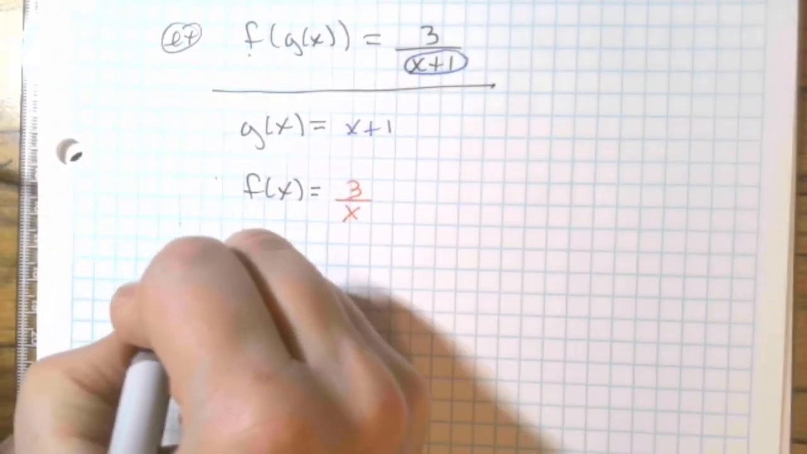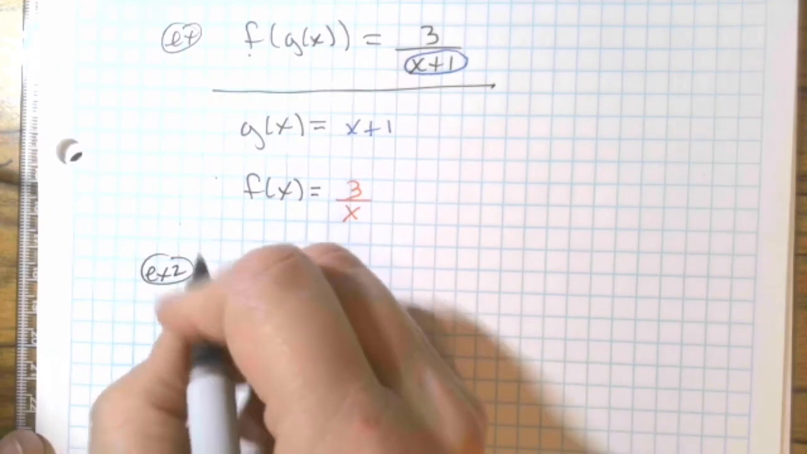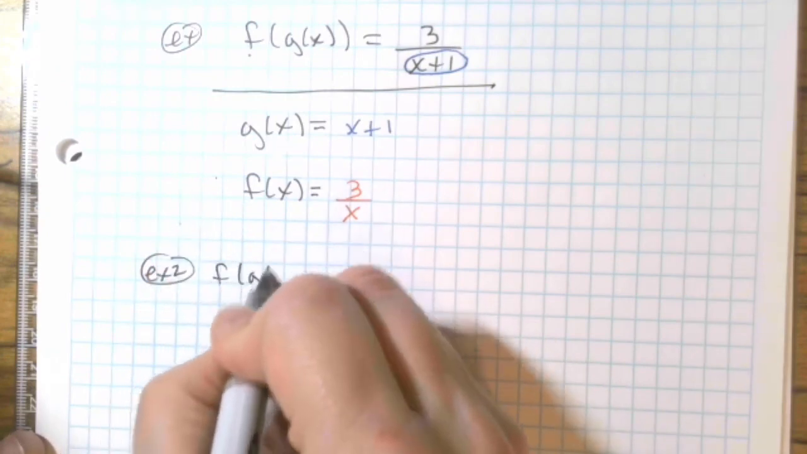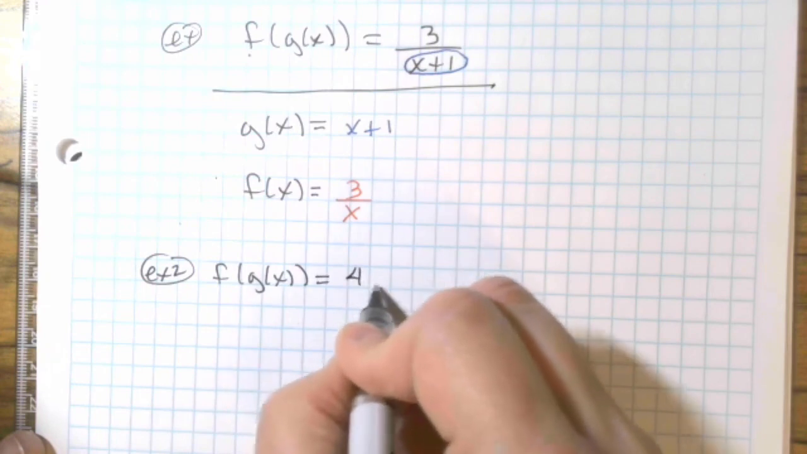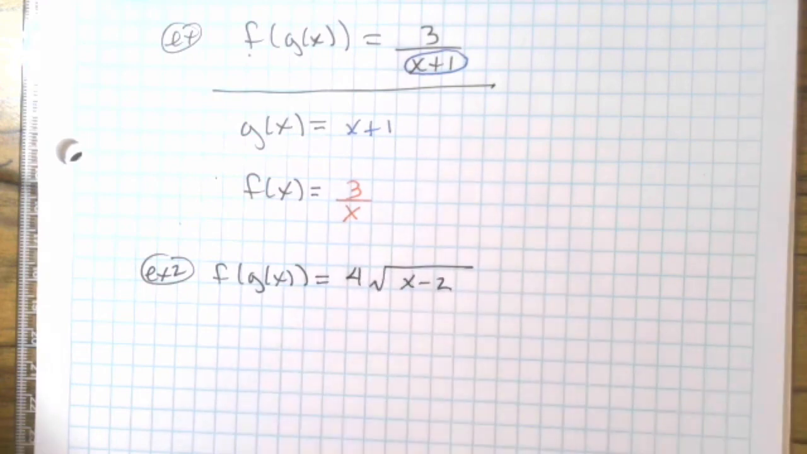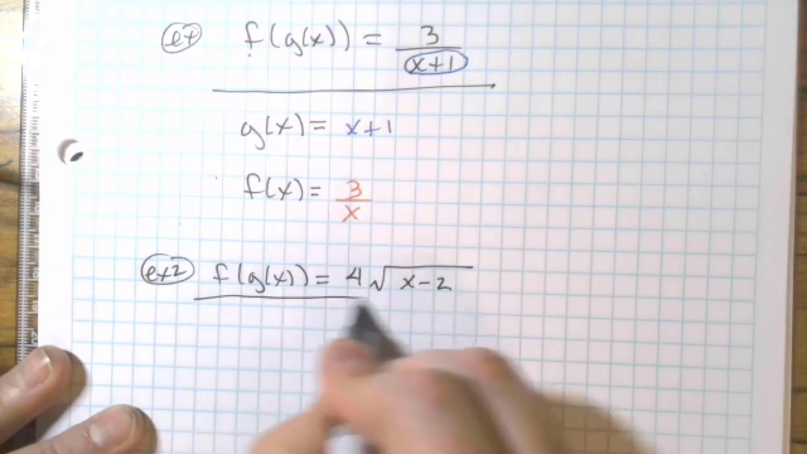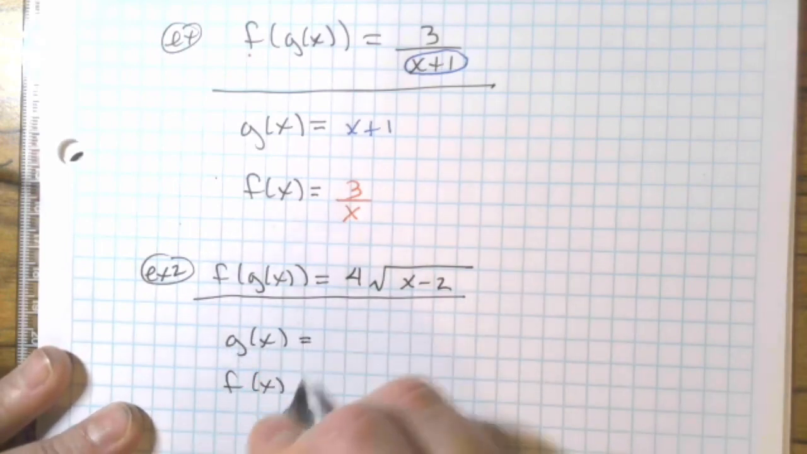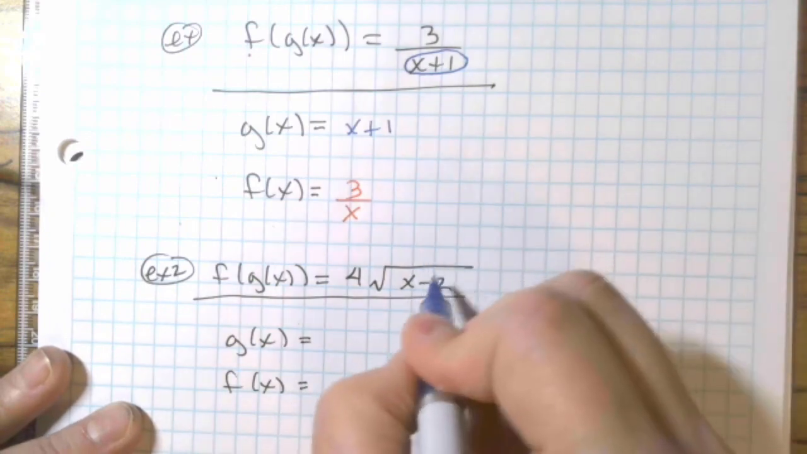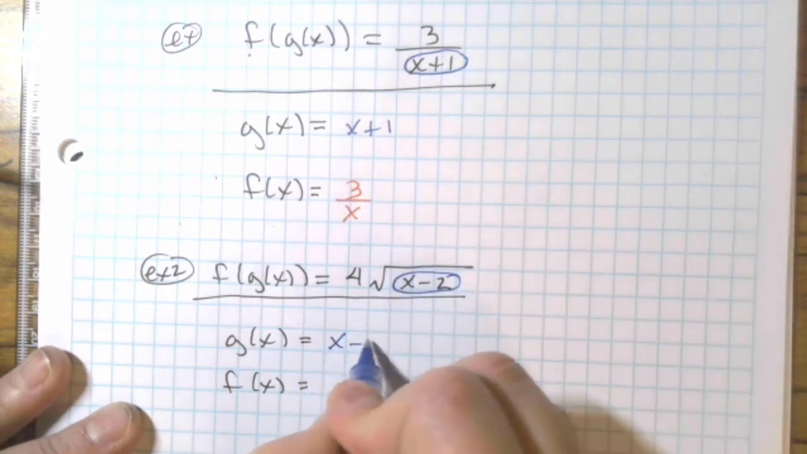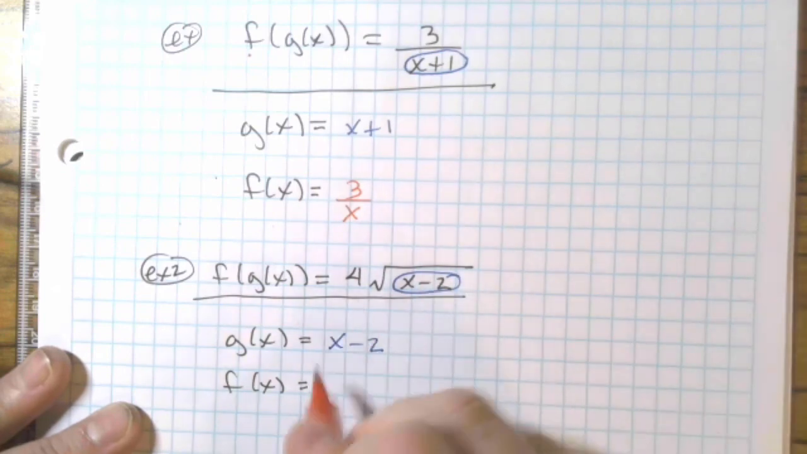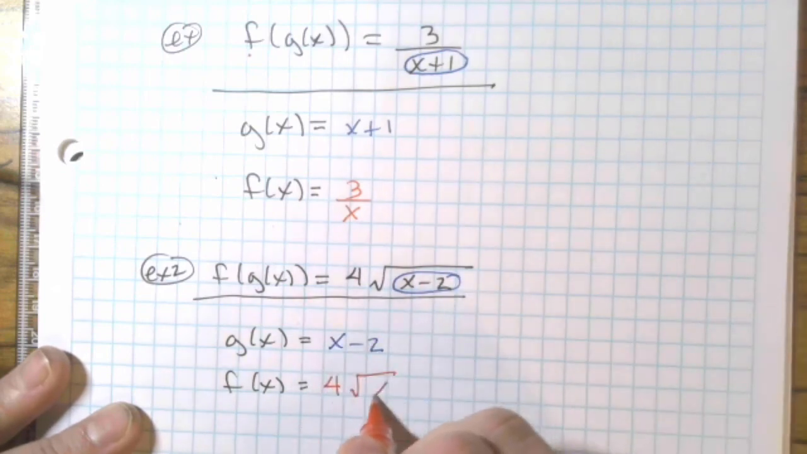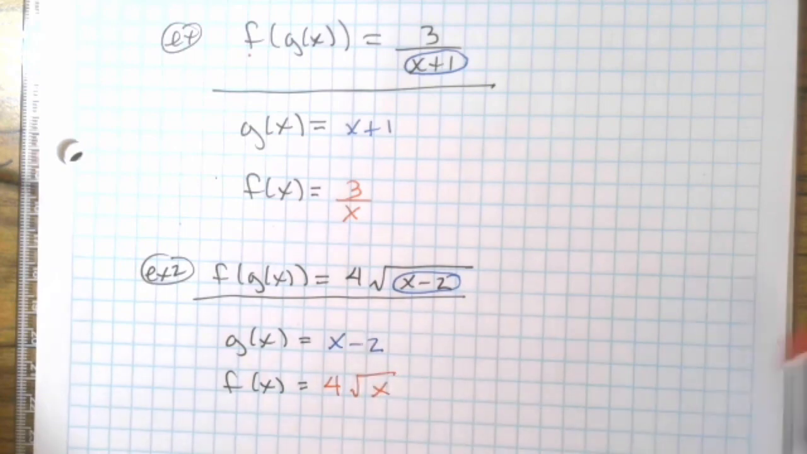Let's do one more and then we're done. We're going to do, let's say f of g of x is 4 times the square root of x minus 2. So you want to decompose it into its separate components, g of x and f of x. So let's make g of x the x minus 2. And then the outside function would be 4 square root of x because the x minus 2 was substituted in. That's decomposition, which is really pretty easy, and there is more than one answer.